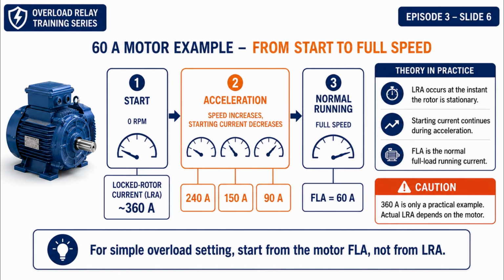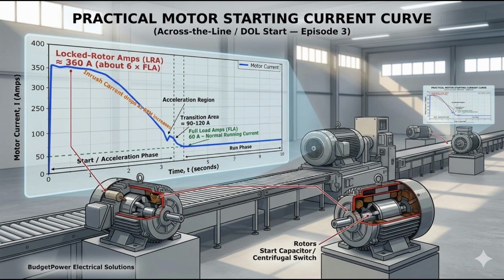Now let's use a practical example. Suppose we have a motor with a nameplate FLA of 60 amps. For this example, let's assume the motor draws about 6 times FLA at the instant of starting. So 60 amps multiplied by 6 gives us approximately 360 amps. That does not mean the motor will keep drawing 360 amps. This is only the high starting current at the beginning of acceleration.